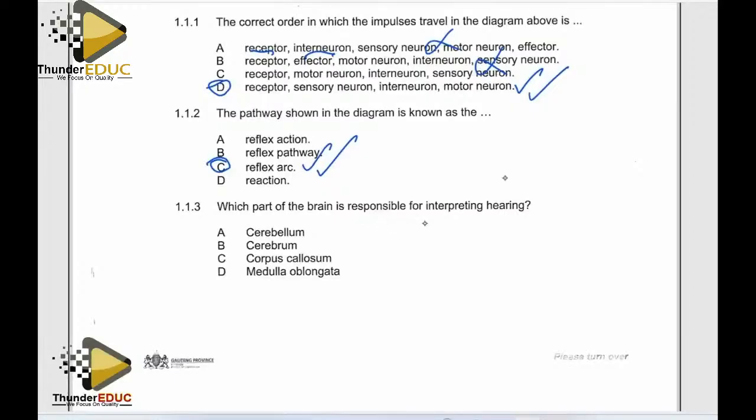Which part of the brain is responsible for interpreting hearing? This is a sensation. Whenever I talk about sensation, you're talking about the biggest part of the brain, which is the cerebrum. So the most correct answer becomes B. The cerebellum is basically equilibrium and muscle tone. The corpus callosum is the connection between the two hemispheres, allowing communication. The medulla oblongata handles involuntary actions; it's next to the spinal cord.